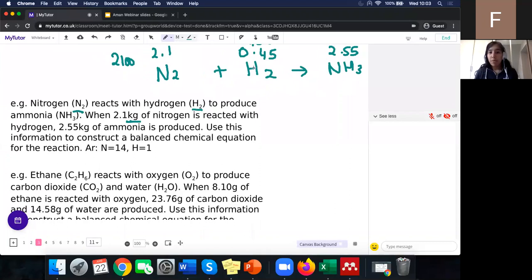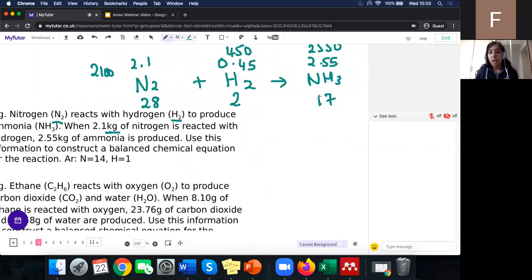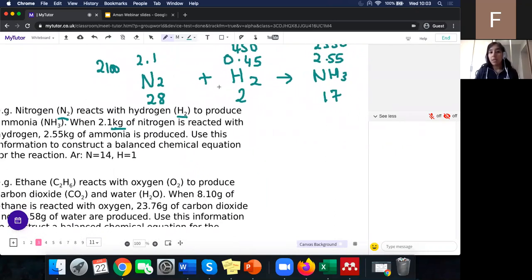So moles equals mass over the MR. We now have all the masses, and now we can calculate the MR or the AR. Nitrogen is N2, so it's 14 times 2, which is 28. Hydrogen is H2, so it's 1 times 2, which is 2. And NH3 is 14, which is nitrogen, plus 3, which is 17. So now we've got the masses and the ARs or MRs. The next thing to do is calculate the moles.